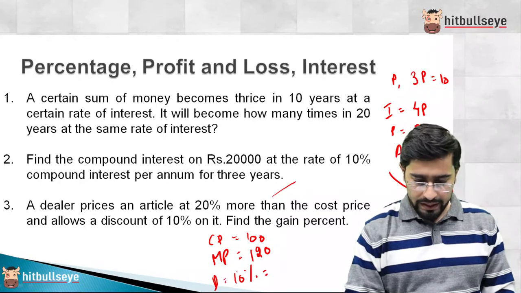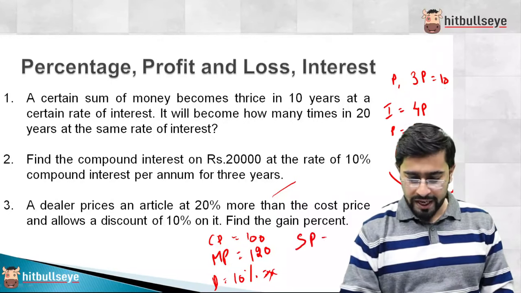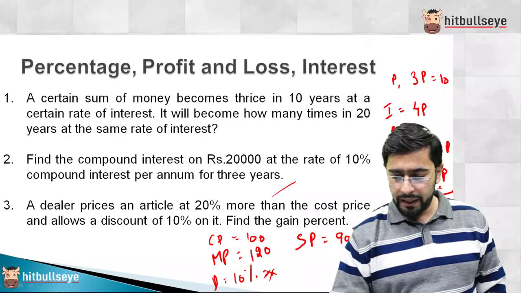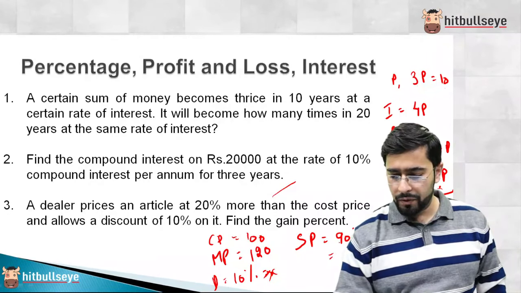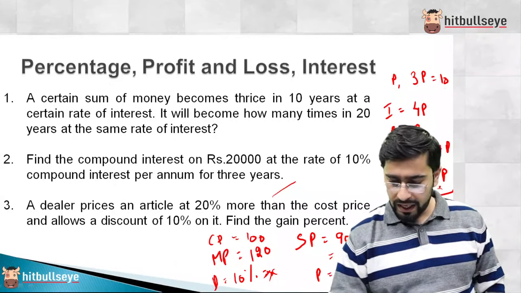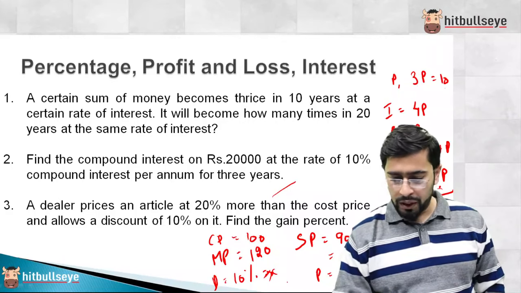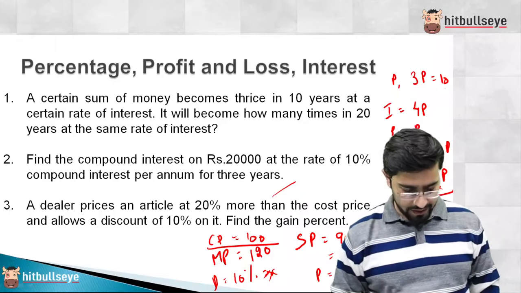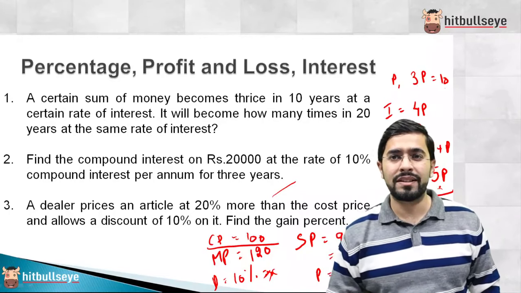So the discount is 10%. The new SP becomes 90% of 120, which is 108. So the profit comes out to be 120 minus 108, which gives 8. It was an initial of 100, so it gives a gain percentage of 8%. Easy questions, aren't they?